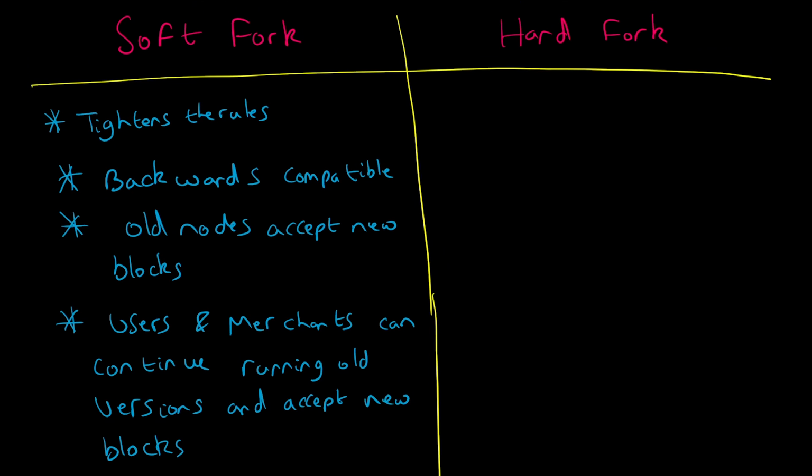So a hard fork, it doesn't actually tighten the rules, it expands the rules. So for example, instead of reducing block size usage in the case of soft forks, it would actually increase the block size. So if the block size was 8 megabyte, it might increase it to 16 megabyte. So this would have implications on older versions as well.